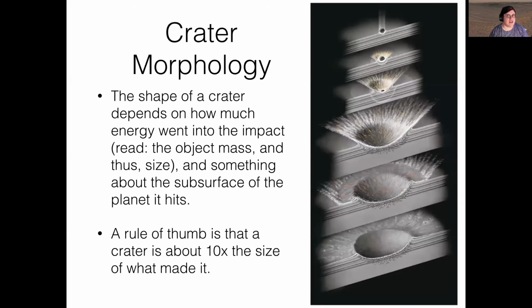So, all right, let's look at crater morphology. And you might think, well, it's just a big hole. That's not strictly true. Crater morphology varies based on the energy of the impact and a little bit based on the subsurface. Now, the rule of thumb is that a crater is about 10 times the size of what made it. We're going to look at a little more detailed relationship, but it's a good order of magnitude estimate.